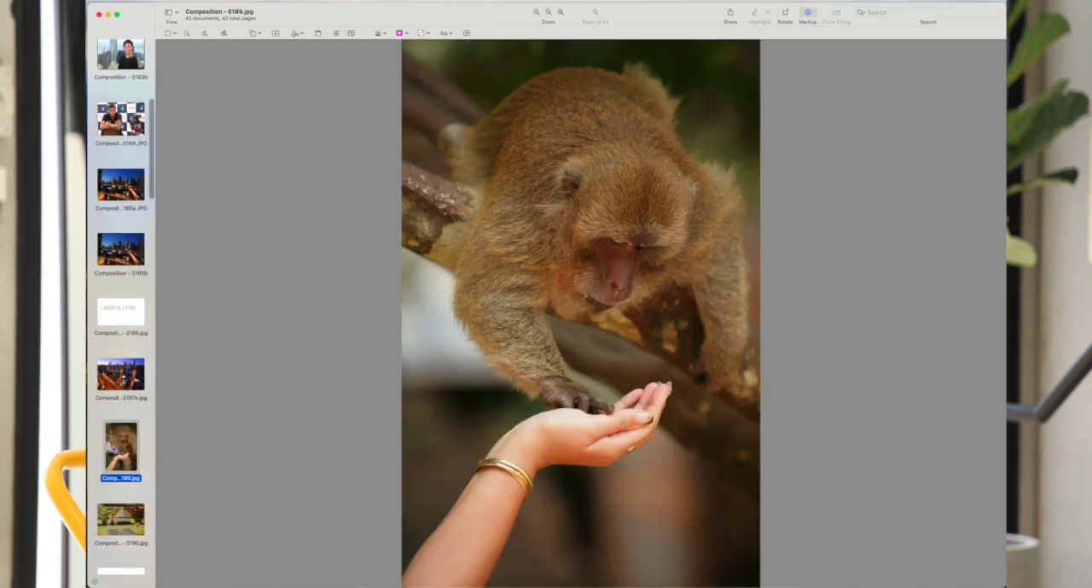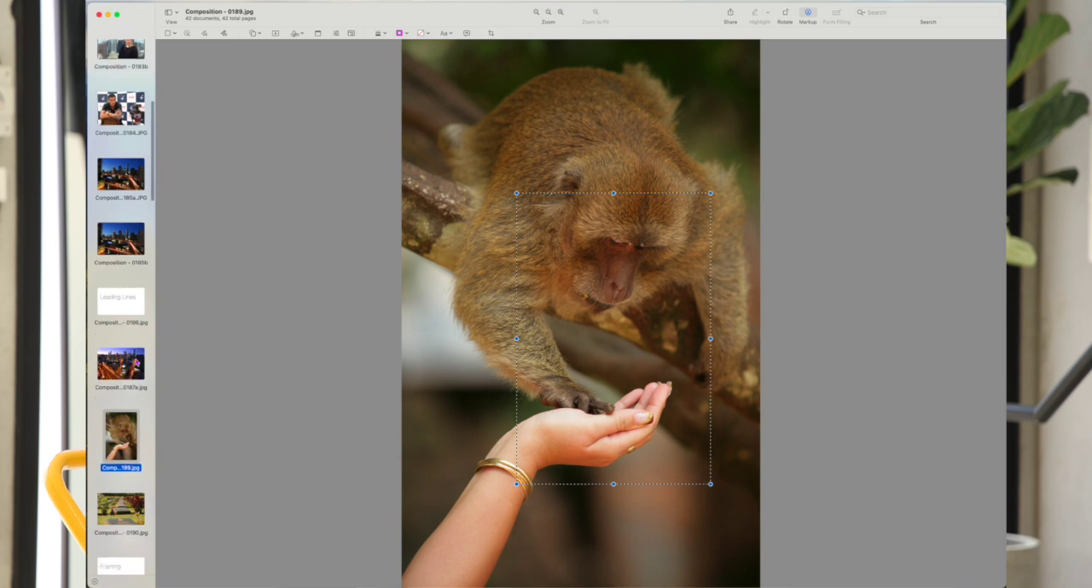Here's another example of leading lines that aren't street lights. This is hands. Here's the monkey's hand and this lady's hand. The main point of interest is what's going on over here. So these lines lead you to that point of interest.